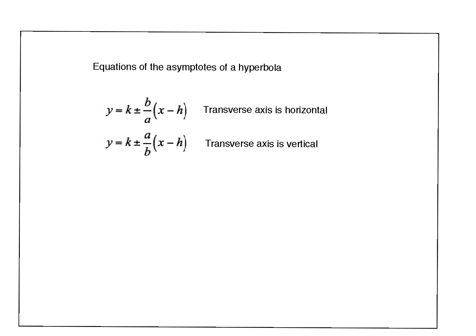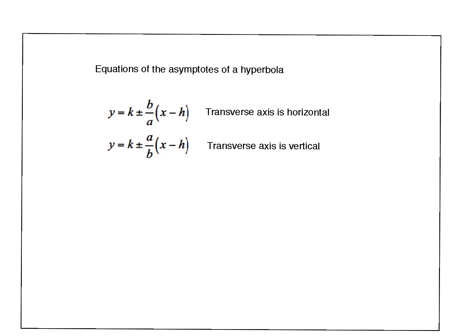I'm trying to think of a way to help us memorize the difference, because it's very subtle, right? b over a versus a over b, where a is always the denominator of the first term. So if this is horizontal, that means that it's an x squared minus the y squared. And this one is the y squared minus the x squared. I'm not seeing a great way to remember b divided by a versus a divided by b. So it's just a matter of recalling that information.